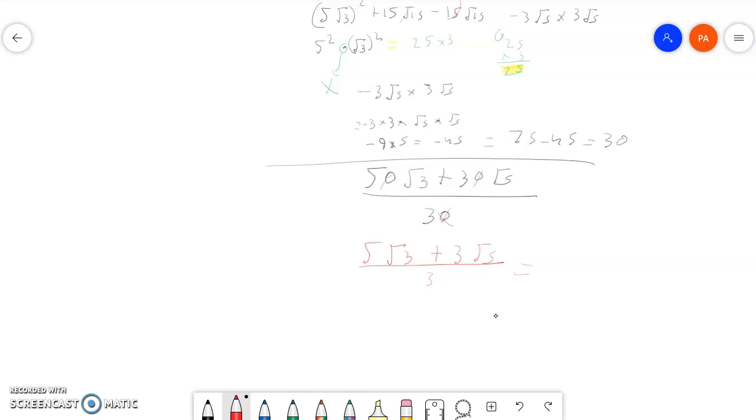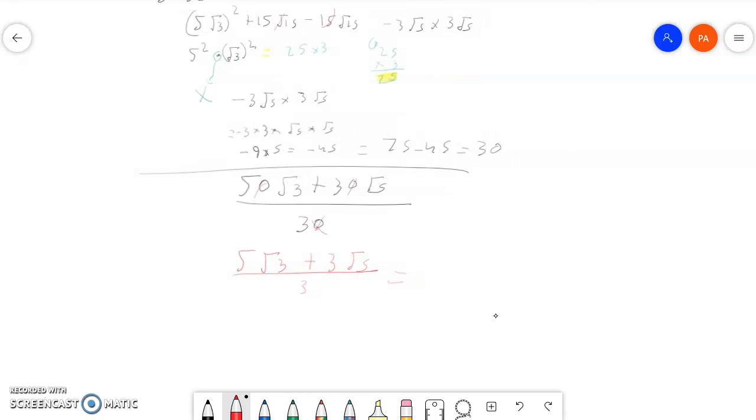This can also be written as 5 root 3 divided by 3 plus root 5, because these both parts will be cut off. So this comes out to be our final answer.